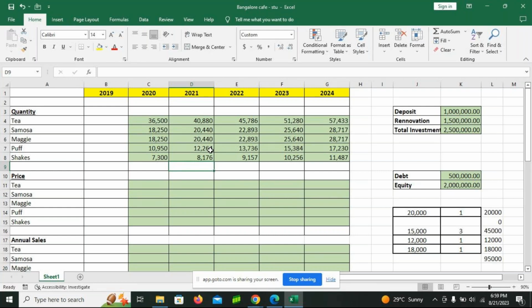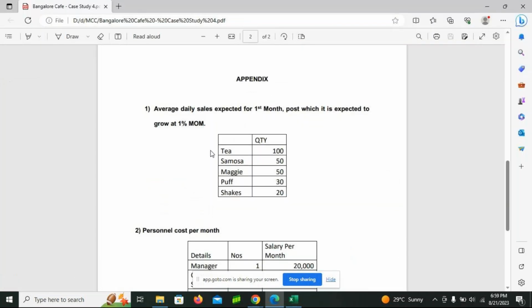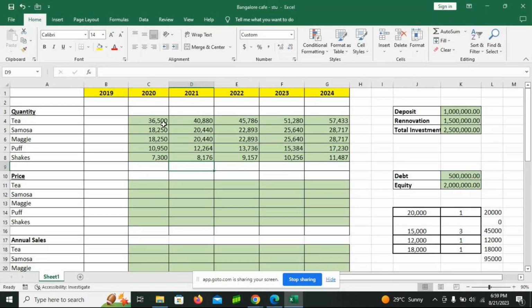Excuse me, ma'am, I have a doubt. It says 1% month on month. So in 2020 we have taken the principal value. If it is 36,500 for January, then it will be increased by 1% for February, right, ma'am? No, initially we are starting with the actual values only. They are telling that for the next year, we will be adding these values. Okay, thank you, ma'am.